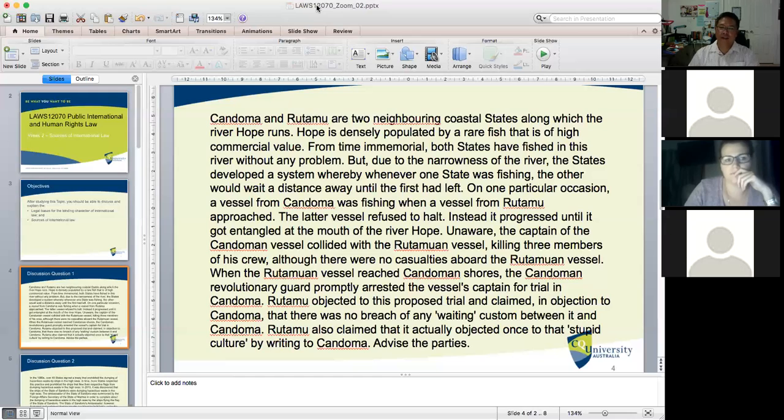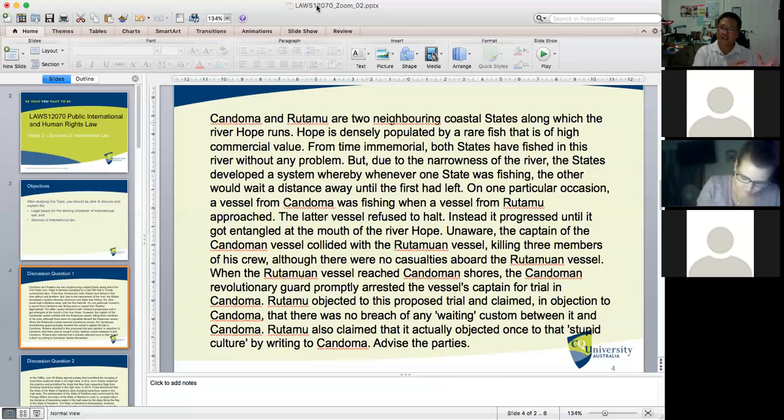Very good. So not only must there be consistent and constant state practice, there is a requirement of what is known as the opinio juris. So a state is undertaking a specific behavior because a state feels bound to do so. In the absence of the sense of legal obligation, of the opinio juris, then you cannot have an international custom. Very good. Thank you, Reese.